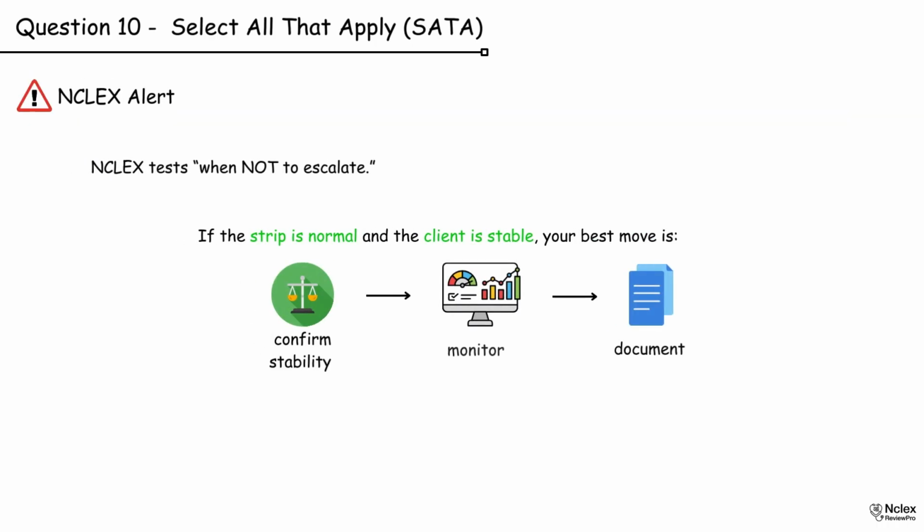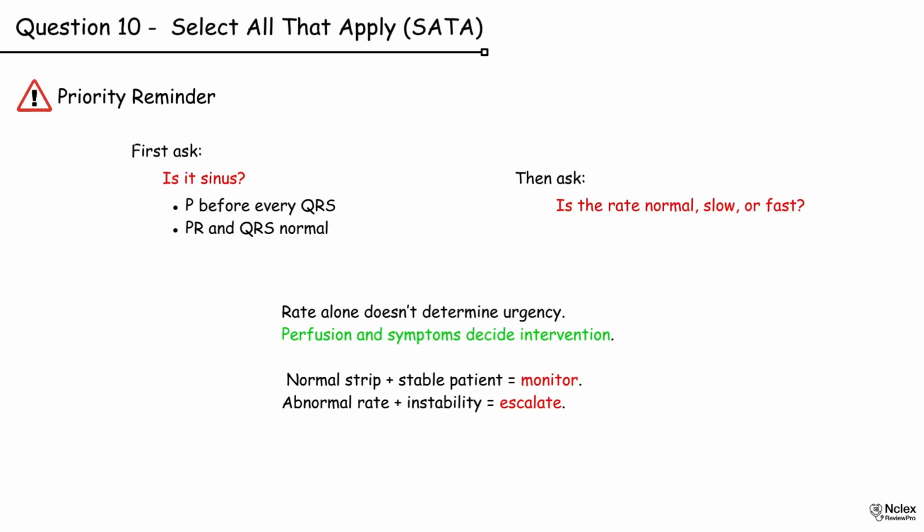Here's your NCLEX alert. The exam does not just test when to escalate, it tests when not to escalate. If the strip is normal and the patient is stable, your role is confirm stability, monitor, and document. Overreacting is not critical thinking. Now here's the clinical coaching point. When reading a rhythm question, always follow this mental checklist. First ask, is it sinus? P-wave before every QRS, normal PR, normal QRS. Then ask, is the rate normal, slow, or fast?